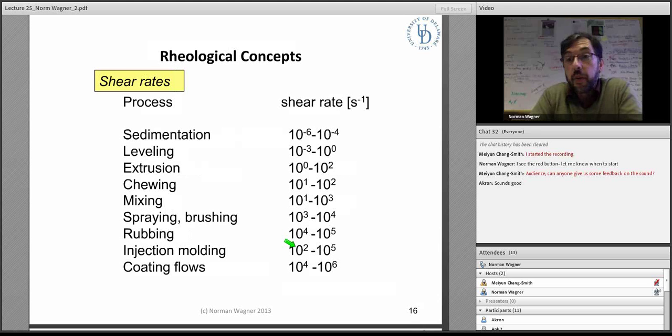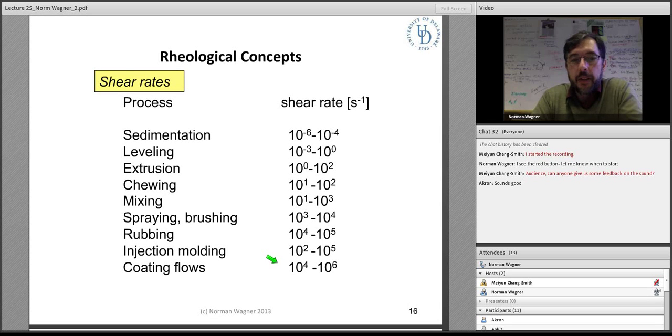And the shear rates are also relevant. If you talk about slow geological rates, such as sedimentation, mud in the bottom of an estuary, if you're chewing gum, if you're spraying or brushing paint, if you're coating paper, these again range over 12 orders of magnitude. And so we're not going to be able to access all of these shear rates with one instrument.